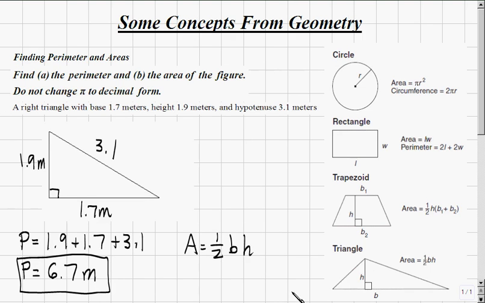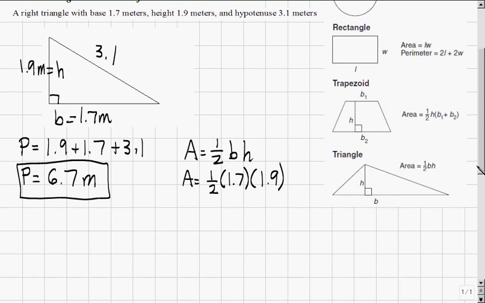Now B represents the base of our triangle, which is 1.7, and the height is the left side of our triangle, which is 1.9 meters. Let's plug these two numbers in for our variables. So our formula will become A equals 1/2, the base is 1.7, multiplied by the height, 1.9. So next we need to multiply 1/2 times 1.7 times 1.9. To do it, let's first multiply the two decimals together and then multiply that result by 1/2.